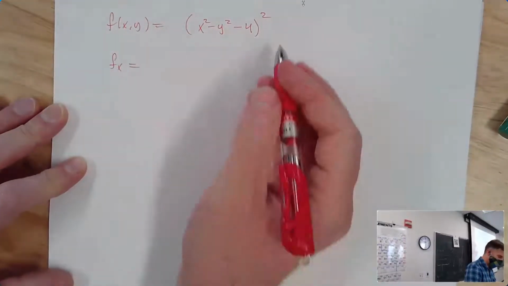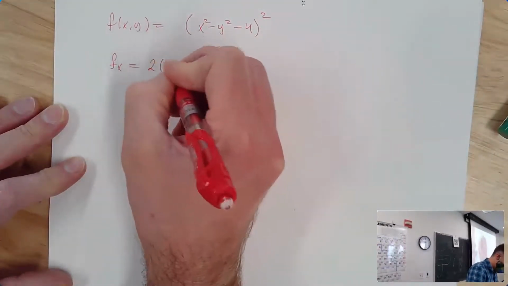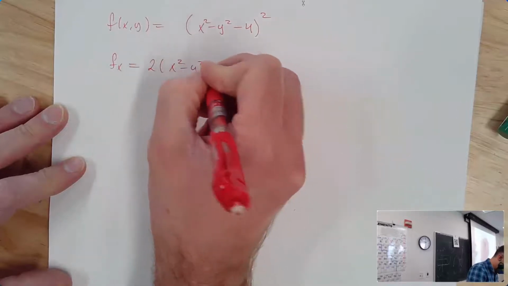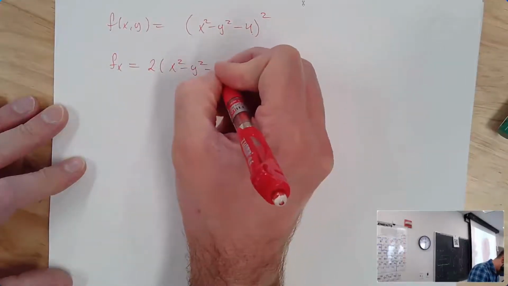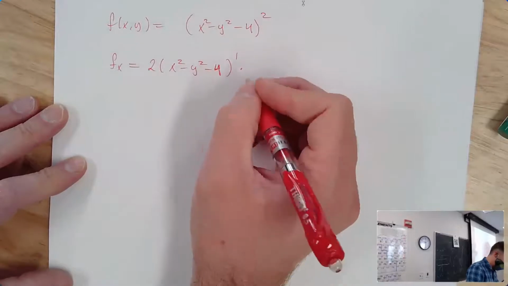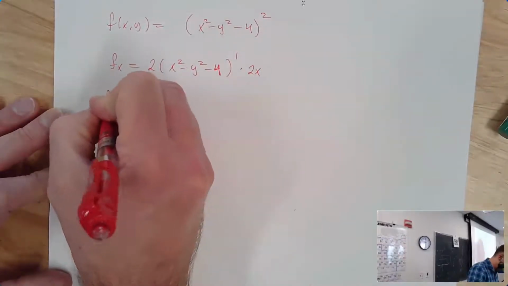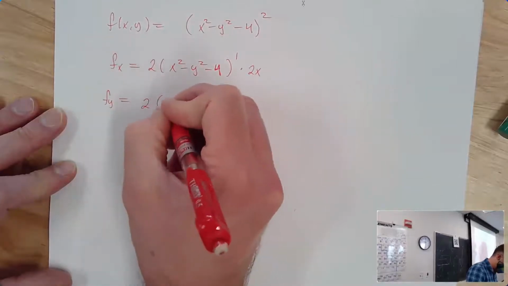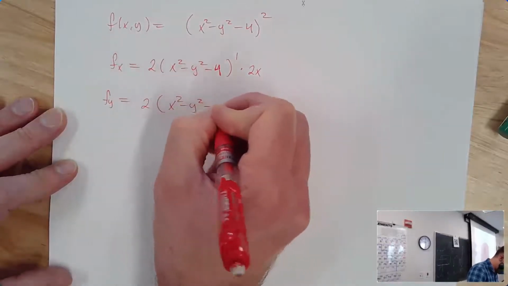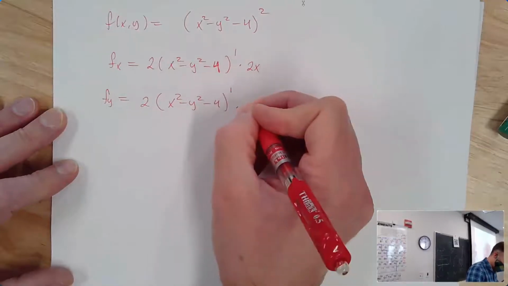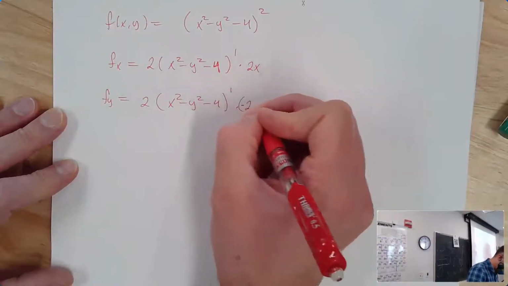So I'm taking my partials. 2 times x squared minus y squared minus 4 to the first times the derivative with respect to x, which is 2x. And then my partial with respect to y is very similar. It's 2 times x squared minus y squared minus 4 to the first times 2, so negative 2y.